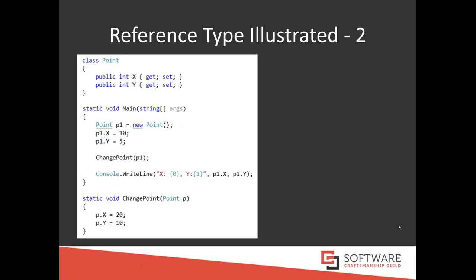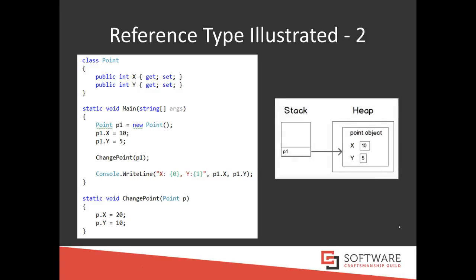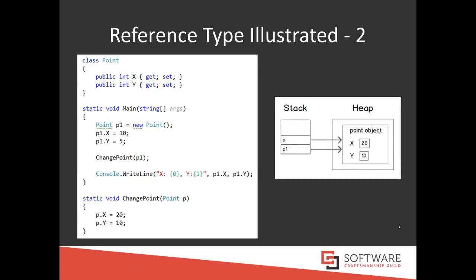Another example of this. Here again we have a point P1. We set x to 10, y to 5. I've created a method called changePoint, and I pass it in P1 as a reference. In the method, we have a parameter called P. P is going to be assigned to the same memory location as P1. So unlike in our value example, we're going to see that once we create P1, when P comes into the picture, it's going to point at the same memory location.